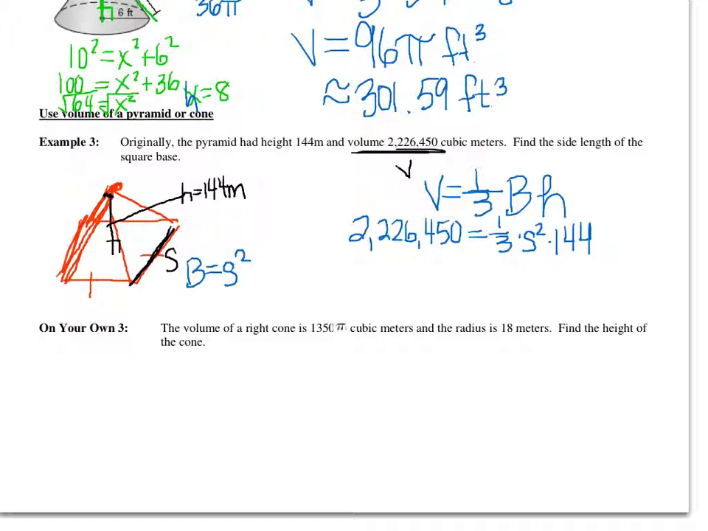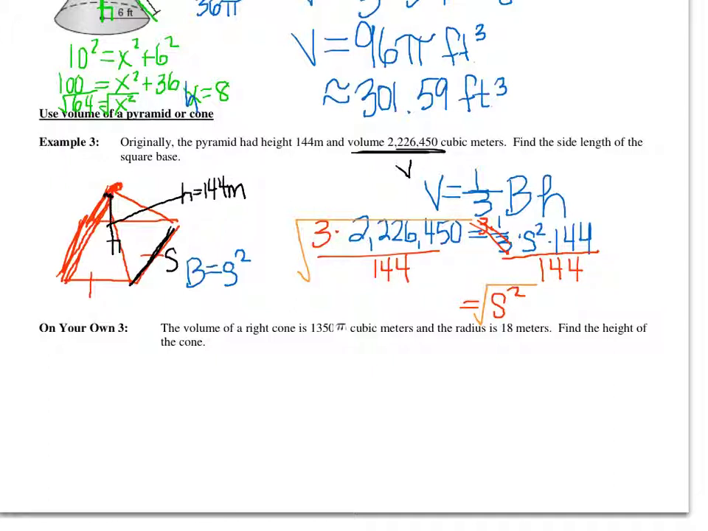So let's follow that step. To undo the 3, or 1/3, we're going to multiply by 3. So those will cancel. To undo the times 144, we'll divide both sides by 144. So I've got s squared equals, and if you put that in your calculator, you will get a pretty large number, and it's going to be a decimal. So instead of doing that, let's take the square root of all of this. So that's going to give us our side length all alone.